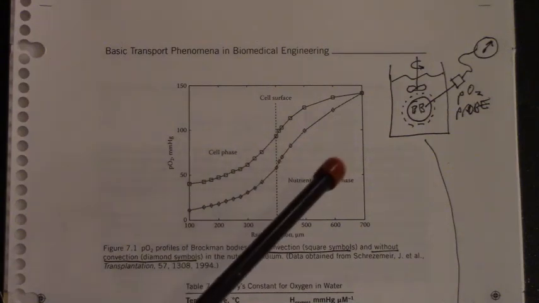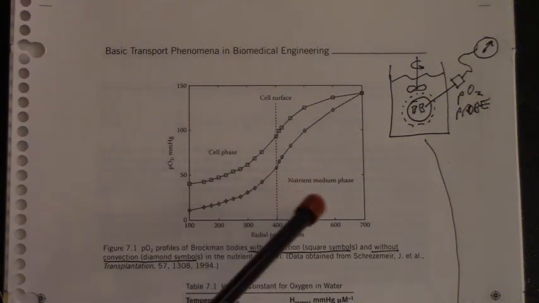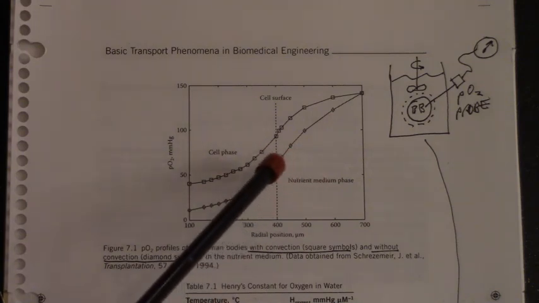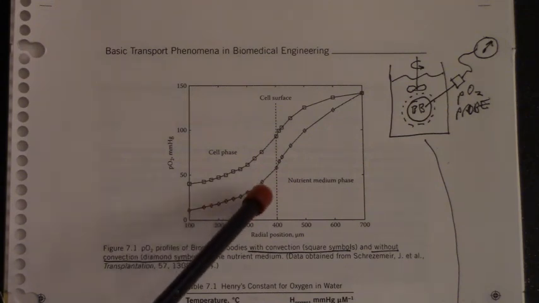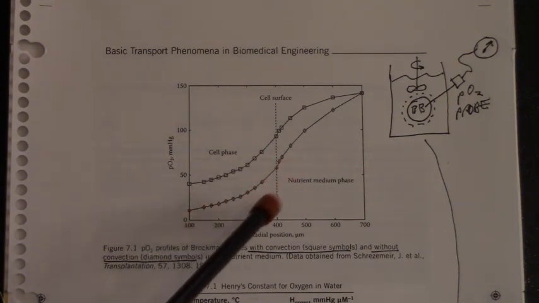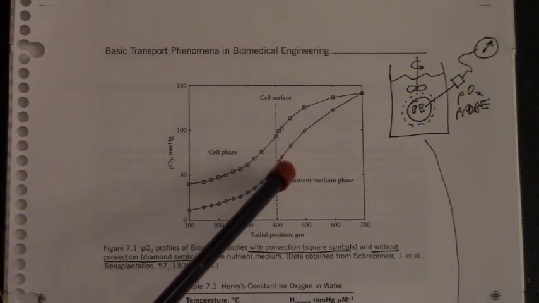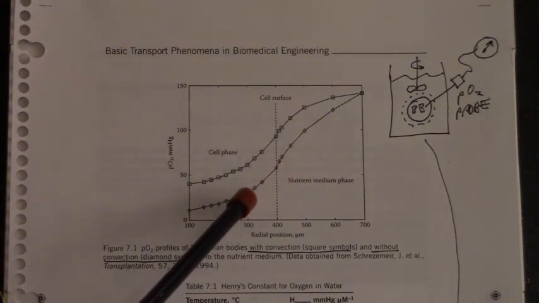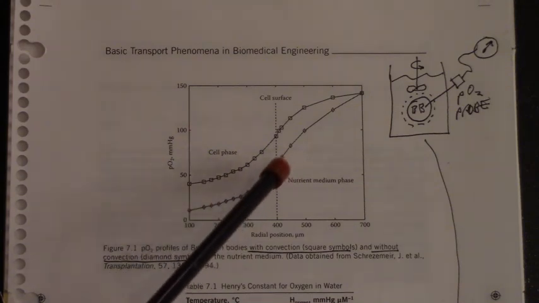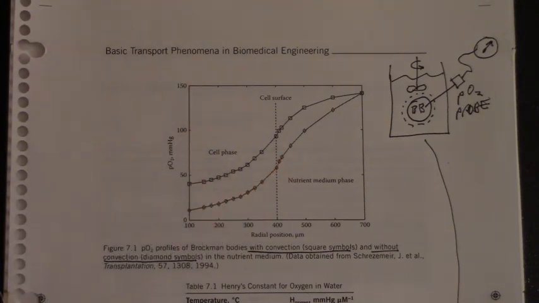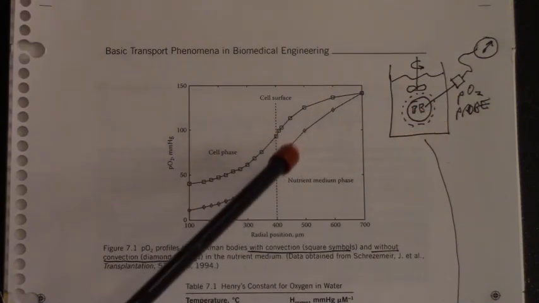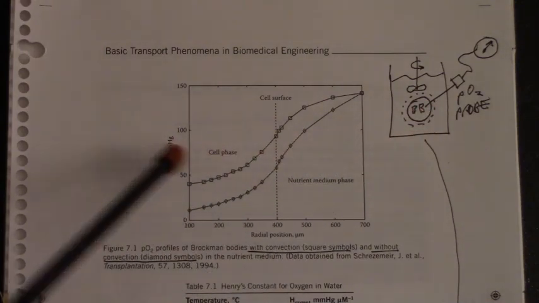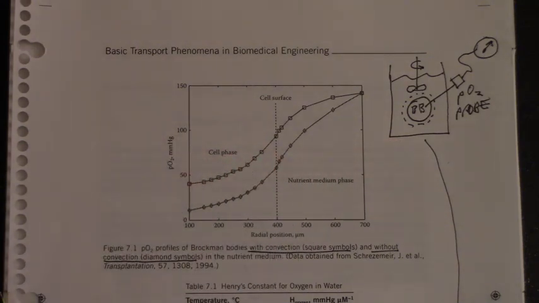So in the case without any agitation, for stagnant fluid surrounding the Brockman body, when they measured the PO2 within the Brockman body, they obtained the data shown by the open diamonds right here. And what's happening here is as the oxygen diffuses into the Brockman body, it's also being consumed by the Brockman body. And we can see that very clearly right here. If at steady state, if there were no reaction going on within the Brockman body, if there was no oxygen consumption, then this profile would just be flat. It would just be at equilibrium with the surrounding fluid.